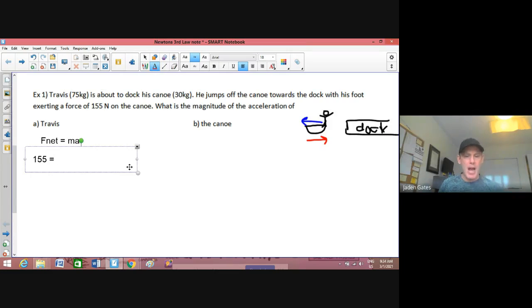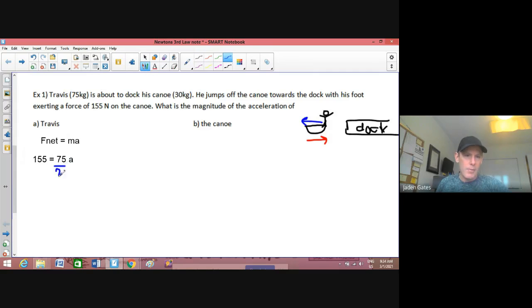We know his mass is 75 kilograms, and we want to know his acceleration. So again, I'm going to solve for a here. Divide by 75 on each side. And our acceleration, we're not looking at direction here, just the magnitude of the acceleration. I take 155 and divide it by 75, and I get 2.07 meters per second squared.